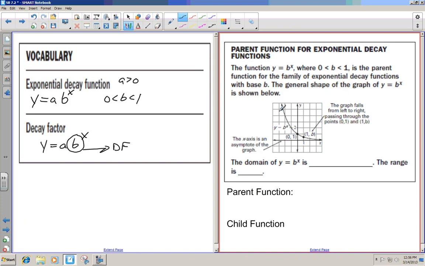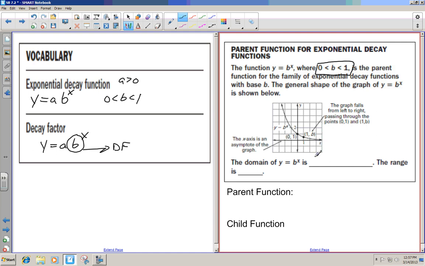All right, this should look very familiar. It looks almost identical to this one from 7.1. But remember, b is now between 0 and 1. And the graph now goes down towards the asymptote. For a growth, it started at the asymptote and it went up. Here, it's going down towards the asymptote and barely touching.